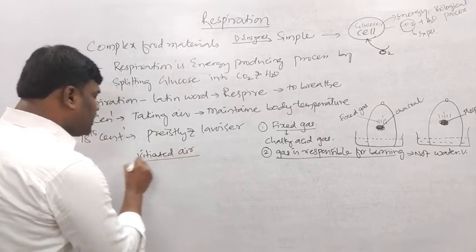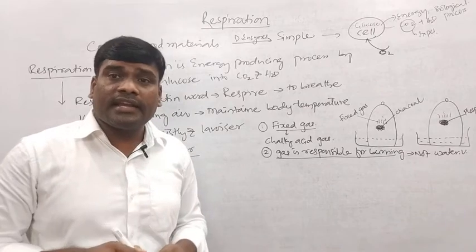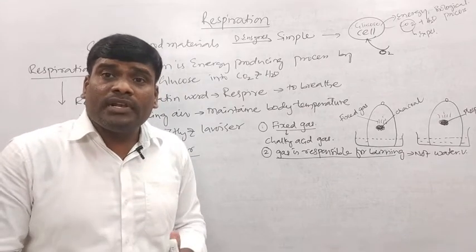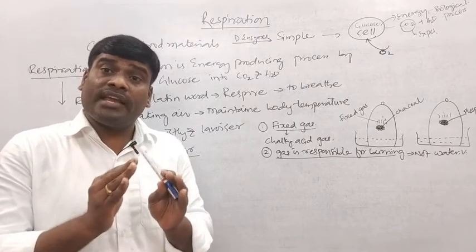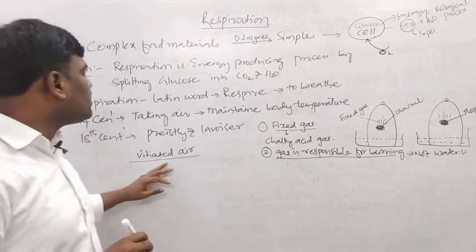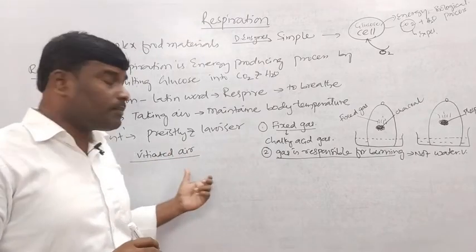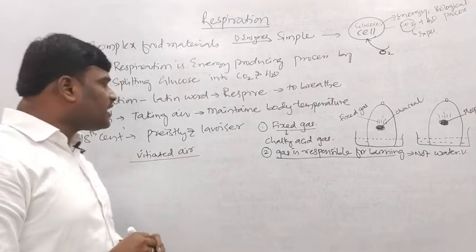What is this vitiated air? What does vitiated air mean? It is the air in which the respirable air is consumed, and the remaining part of the air, where respirable air is absent, is called vitiated air. I will repeat it again, isn't it? So vitiated air means what, children, here?